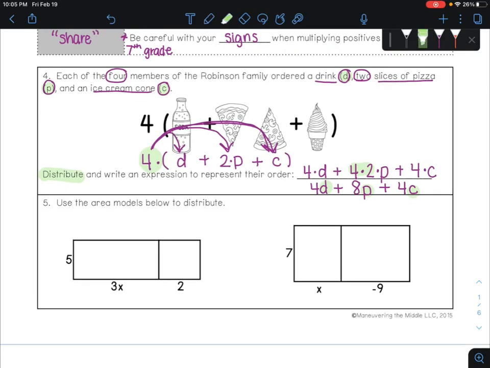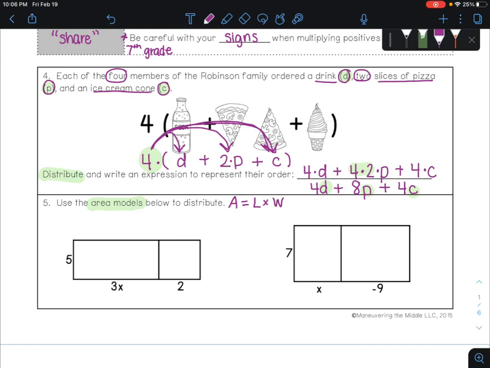Looking at number 5, we're going to look at the area model. That is a way to visualize the distributive property. So first, let's just talk about area. Remember, area of a rectangle is length times width. So one side's the length, one side's the width. It really doesn't matter which one you call which.